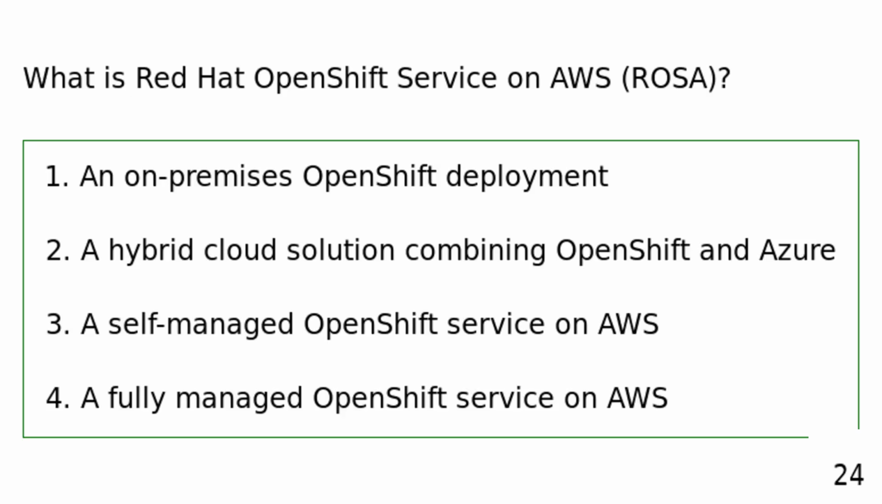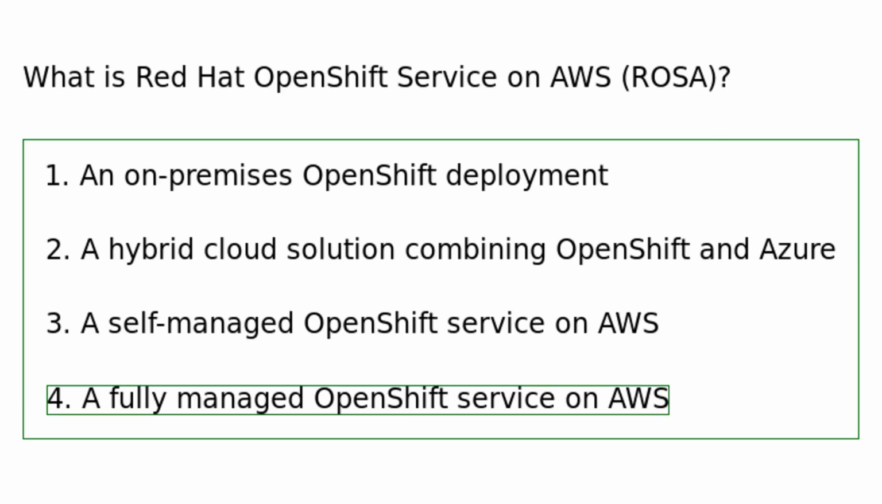What is Red Hat OpenShift Service on AWS? An on-premises OpenShift deployment. A hybrid cloud solution combining OpenShift and Azure. A self-managed OpenShift service on AWS. A fully managed OpenShift service on AWS. ROSA is a fully managed, jointly engineered solution that allows you to run OpenShift clusters on AWS without the operational overhead.